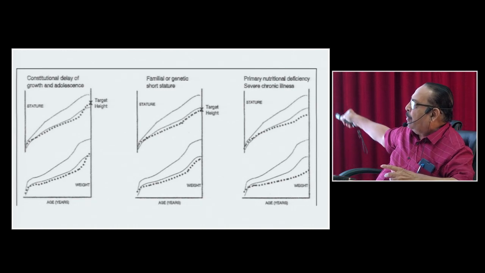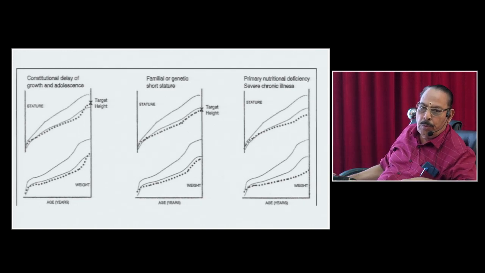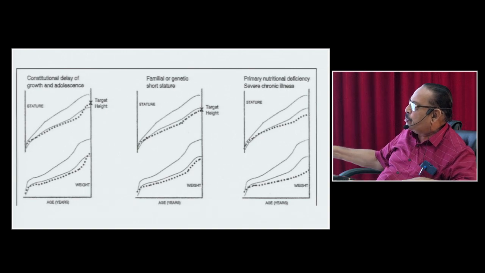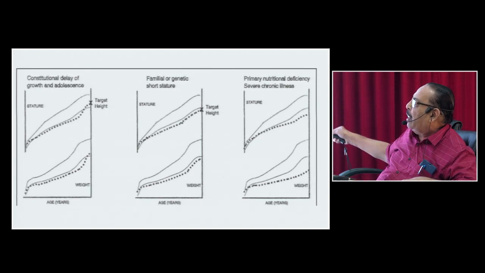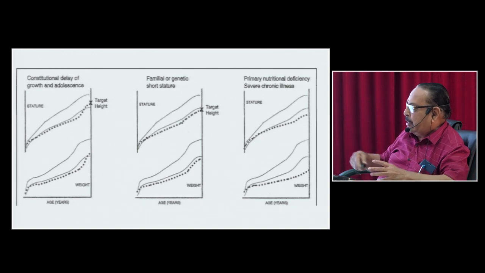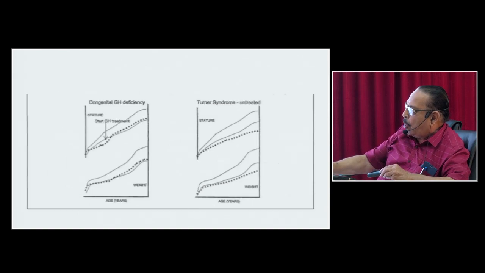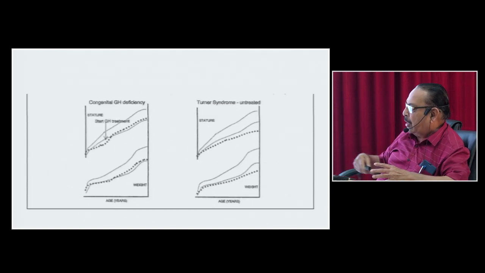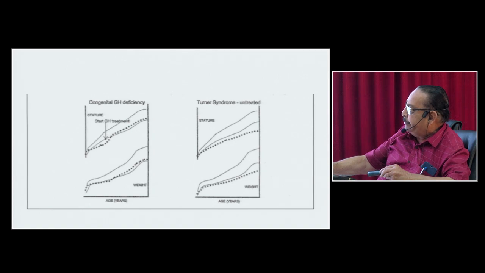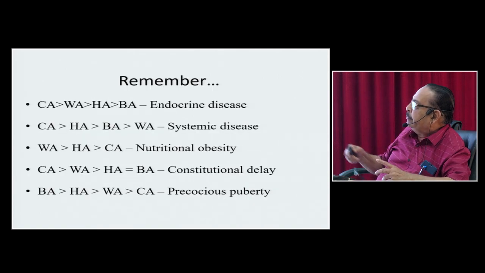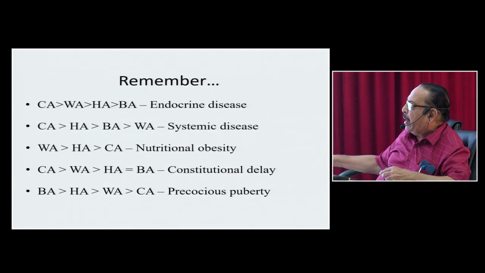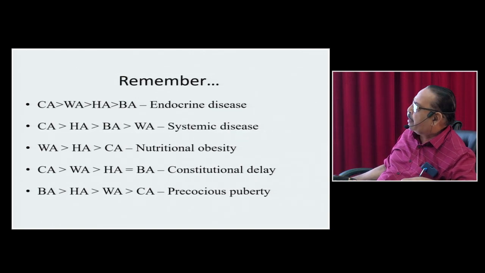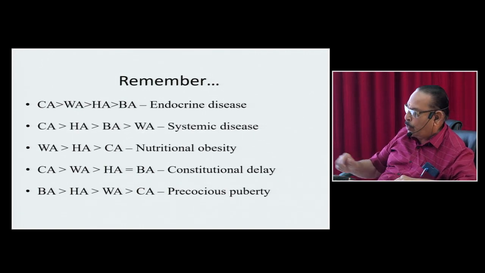In the exam, you should be in a position to chart and of course find out the differential diagnosis given. Be thorough with all those things, at least 5 conditions. Of course, this will give you an idea. Most of the books describe endocrine, systemic, nutritional, constitutional, precocious to be charted out in the growth chart.